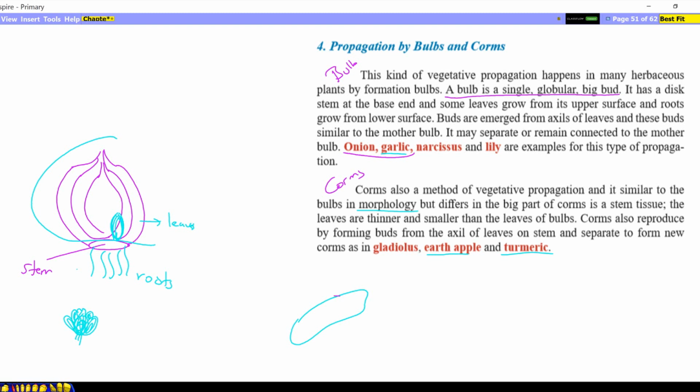This big stem is covered with tiny leaves, which can be separated from it. Tiny leaves cover the big stem, and buds grow from the axillary position at the nodes, and new corms grow, again covered by tiny leaves. Tiny leaves can be separated or removed from the surface, but most of the part of this plant which is eaten or stores food is stem tissue, while in bulbs most of the stored food is in leaves. The leaves are thinner and smaller than the leaves of bulbs. Corms also reproduce by forming buds from the leaf axils, then stems separate to form new corms, in gladiolus, earth apple, and turmeric. So there are some differences between bulbs and corms.